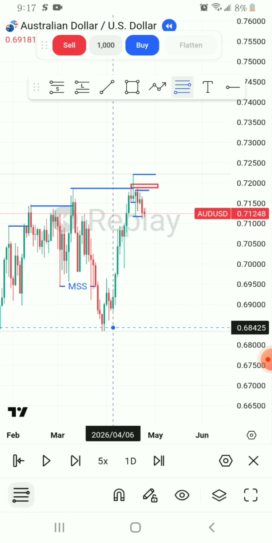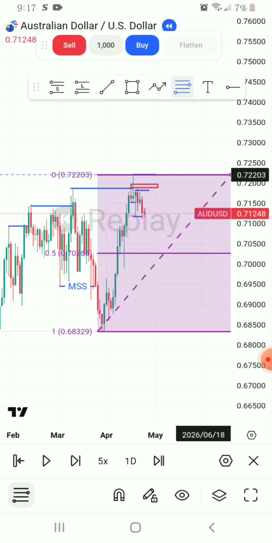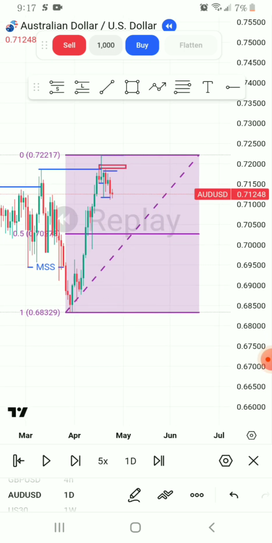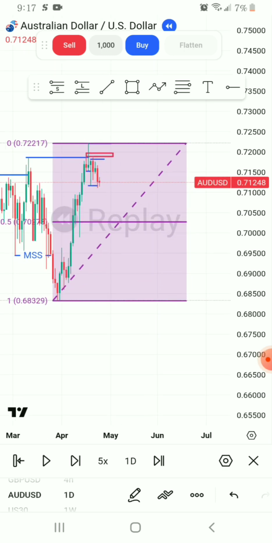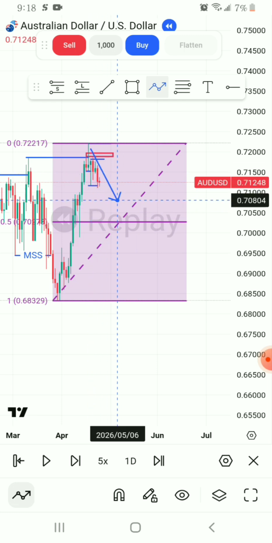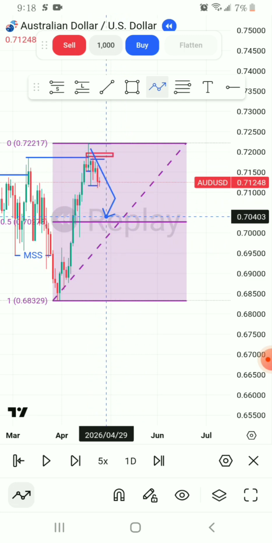So now let's use our Fibonacci to mark the low, because this is an uptrend, from the low to the high point. So where is price now? Is price in the discount or in the premium zone? Now we can see here price is in the premium zone. I told you before, if price is in the premium zone, we focus on sales. If price is in the discount zone, we focus on buys.